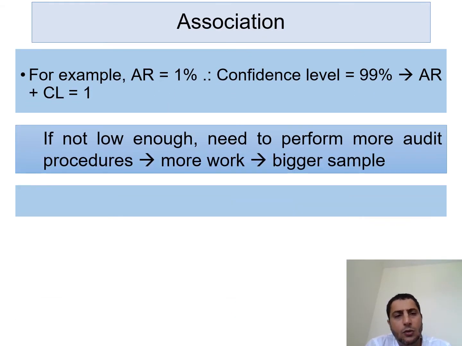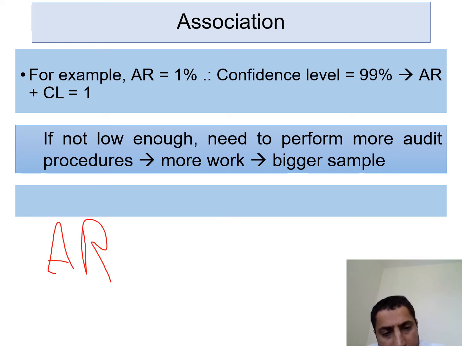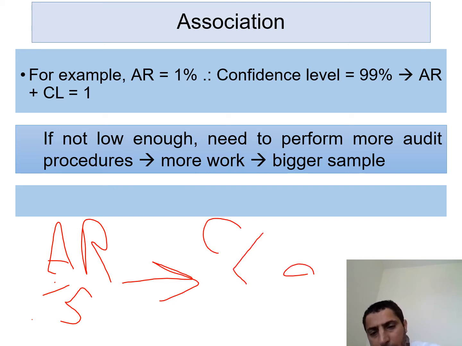So let us look into this example. Let's say we set up the acceptable audit risk at 1%. So it means the confidence level is 99%. So acceptable audit risk plus the confidence level will be 1. So if we set up, sorry, let me do it over. If we set up the acceptable audit risk as, let's say, 5%, the confidence level will be 95%.